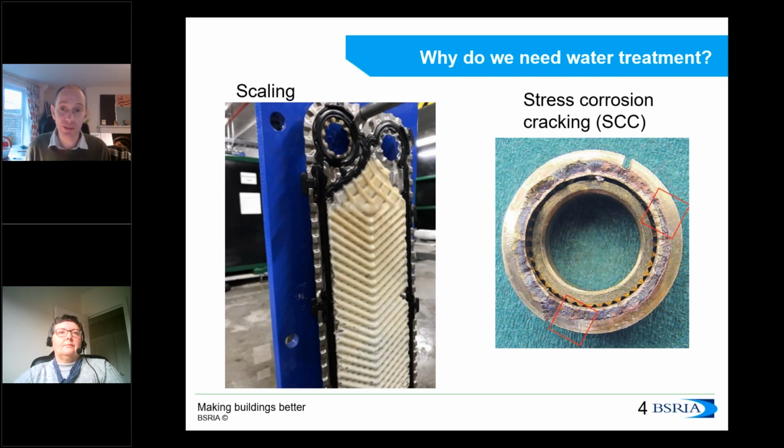Another problem that you sometimes get is stress corrosion cracking. This is something specifically that happens on brass components as a combination of stresses that might be caused by overtightening of pipes, or perhaps stresses in the supports of the pipework, and that's combined with corrosion of the pipes. So these are just some of the problems that can occur, but by no means all of the problems that can occur if you don't get the water treatment right.